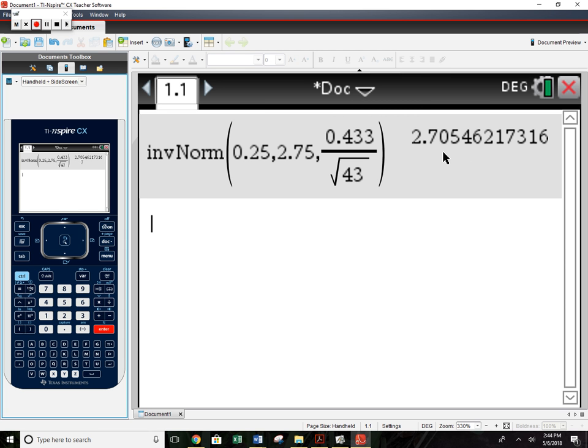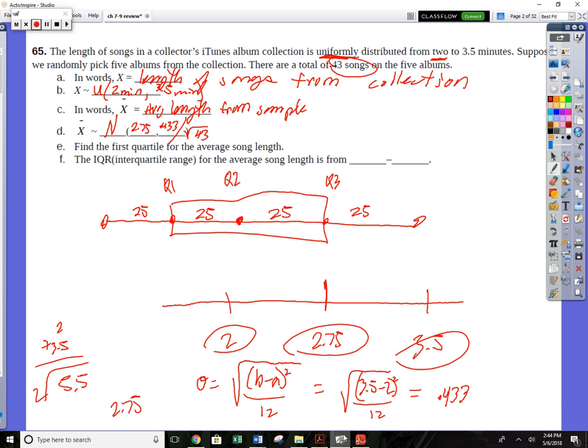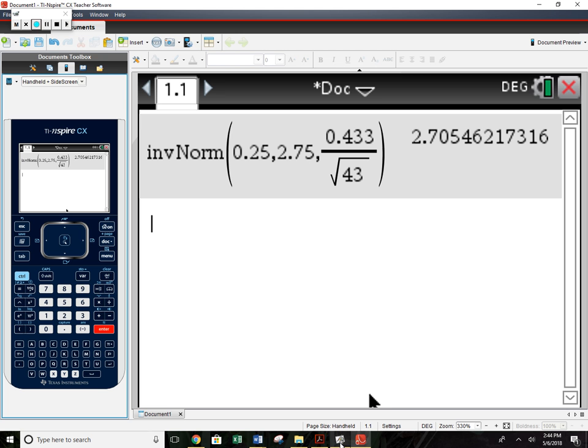Okay, so 2.705. So at the 25th percentile, now let's see if this even makes sense. So right here, 2.705. And now this is from the sample, so this is from the averages, so it's going to be a little tighter. So 2.75. Does that make sense? First quartile, average song length is 2.705.